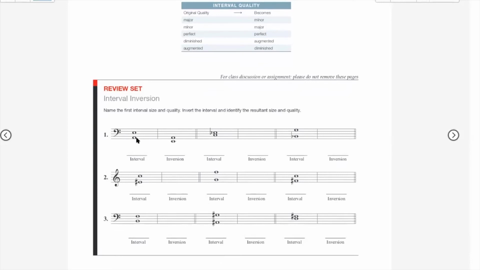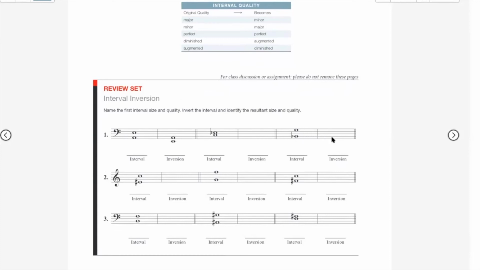This is a perfect fifth, A to E. Inverted, E to A, it's now a perfect fourth. C to E flat is a minor third. If you put it E flat to C, you could put it here and here, or here and here. That's now a major sixth. This is a major sixth.